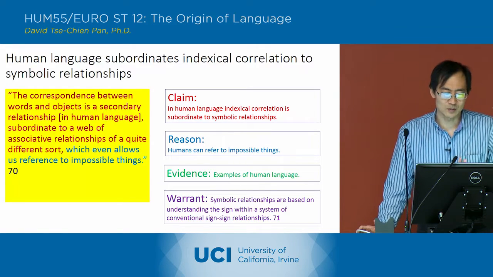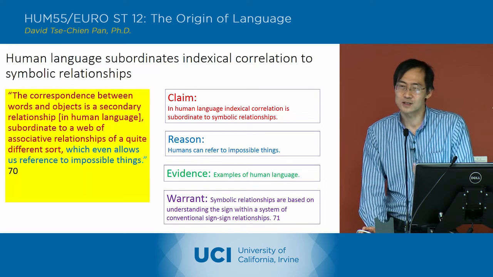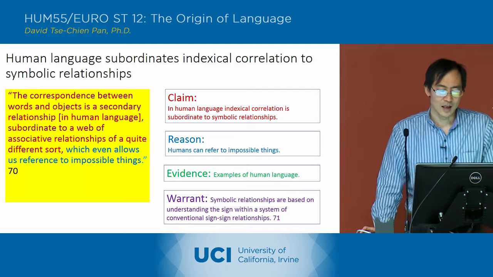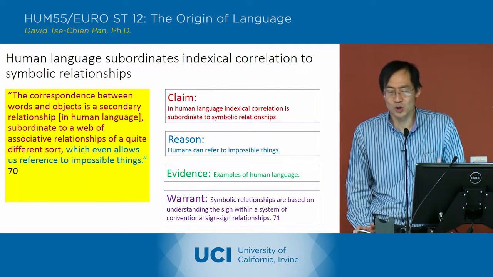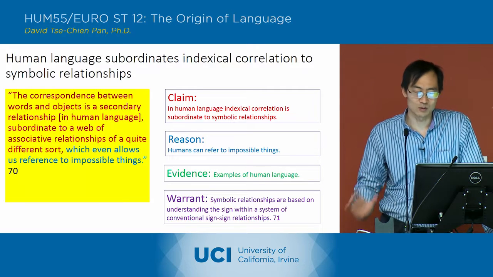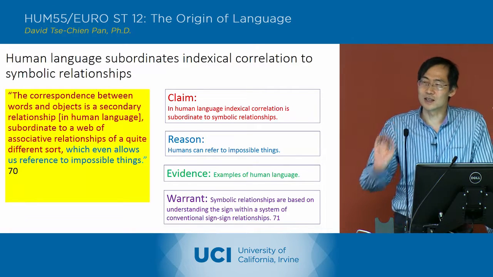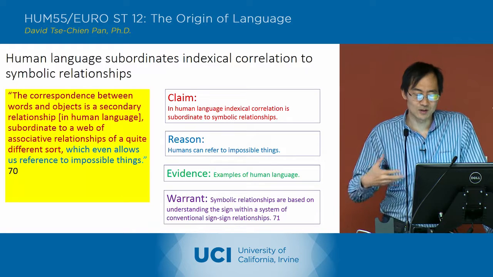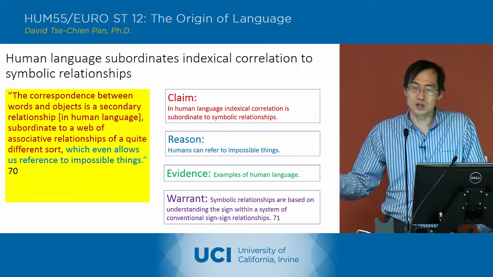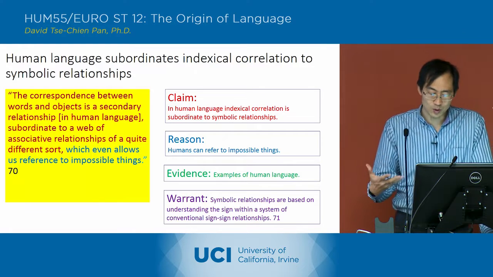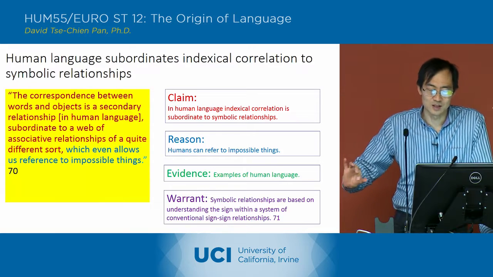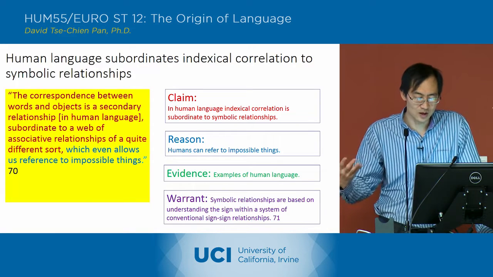In looking at indexical relationship, he then contrasts indices to symbols, and he indicates that human language subordinates these indexical correlations to symbolic relationships, so that the indexical correlations are no longer primary, but the symbolic ones are, in the sense that the relationship of signs to each other becomes much more important, and the meaning of those indexical relationships becomes subordinate to those sign-sign relationships.